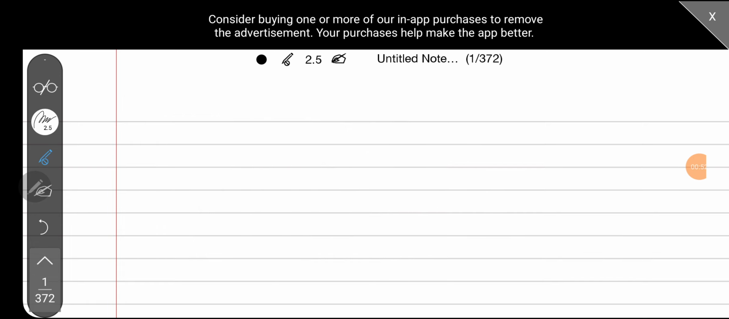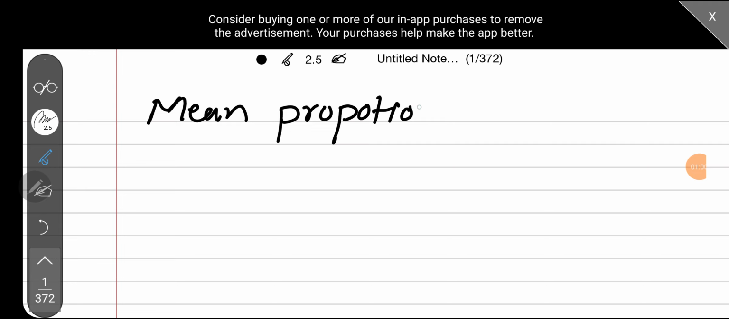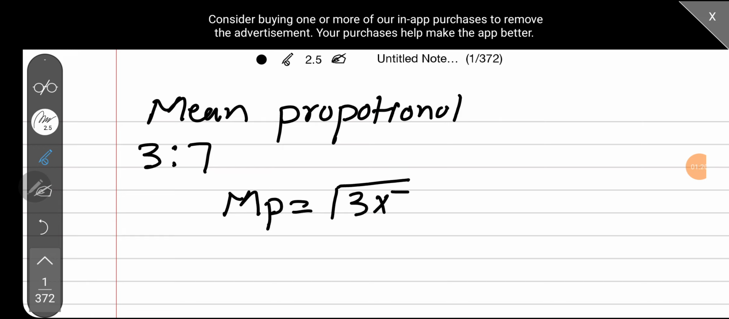So let's start with mean proportion. Now let's suppose we are going to find the mean proportion of 3:7. So the mean proportion of 3:7 is 3 cross 7, which is normally equal to 3 cross 7.